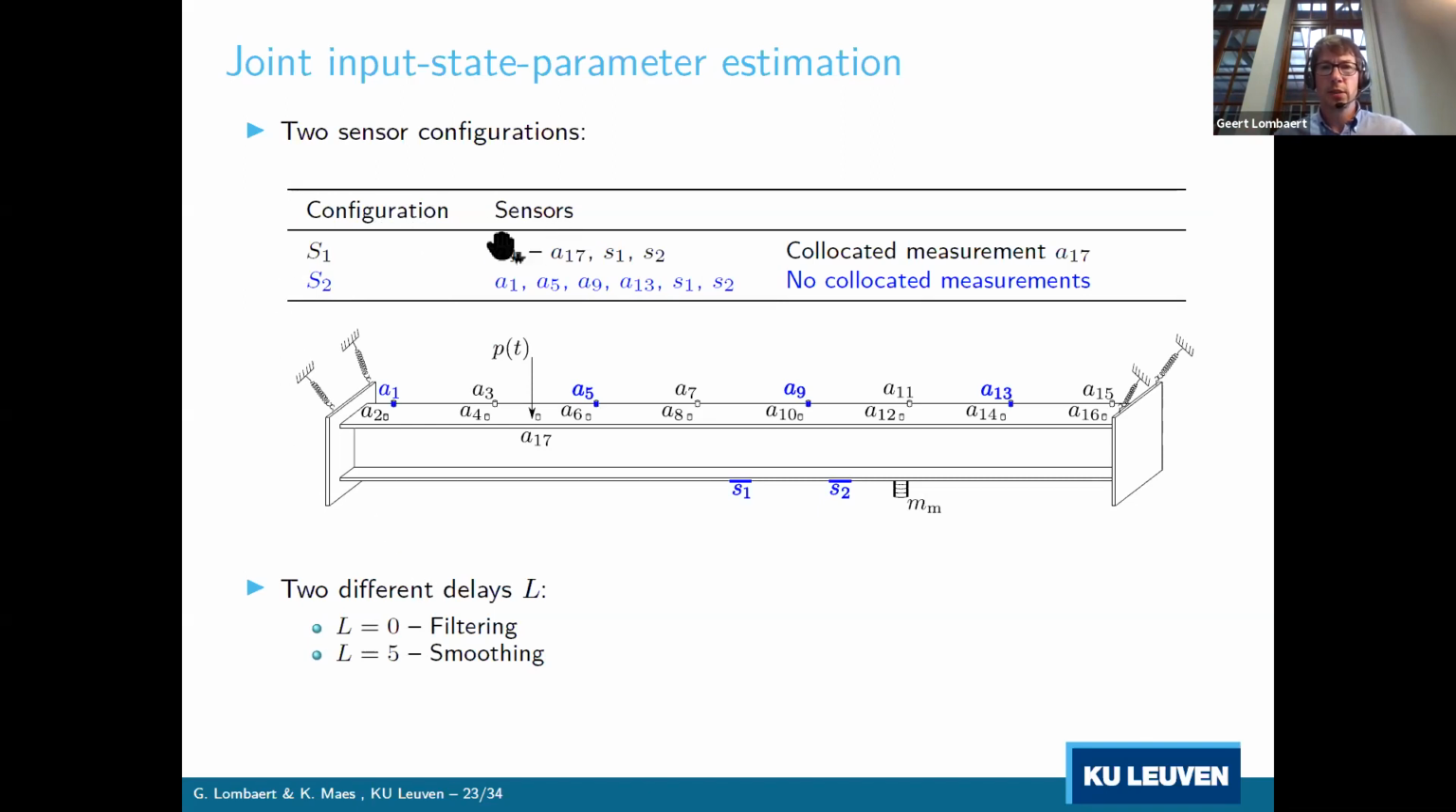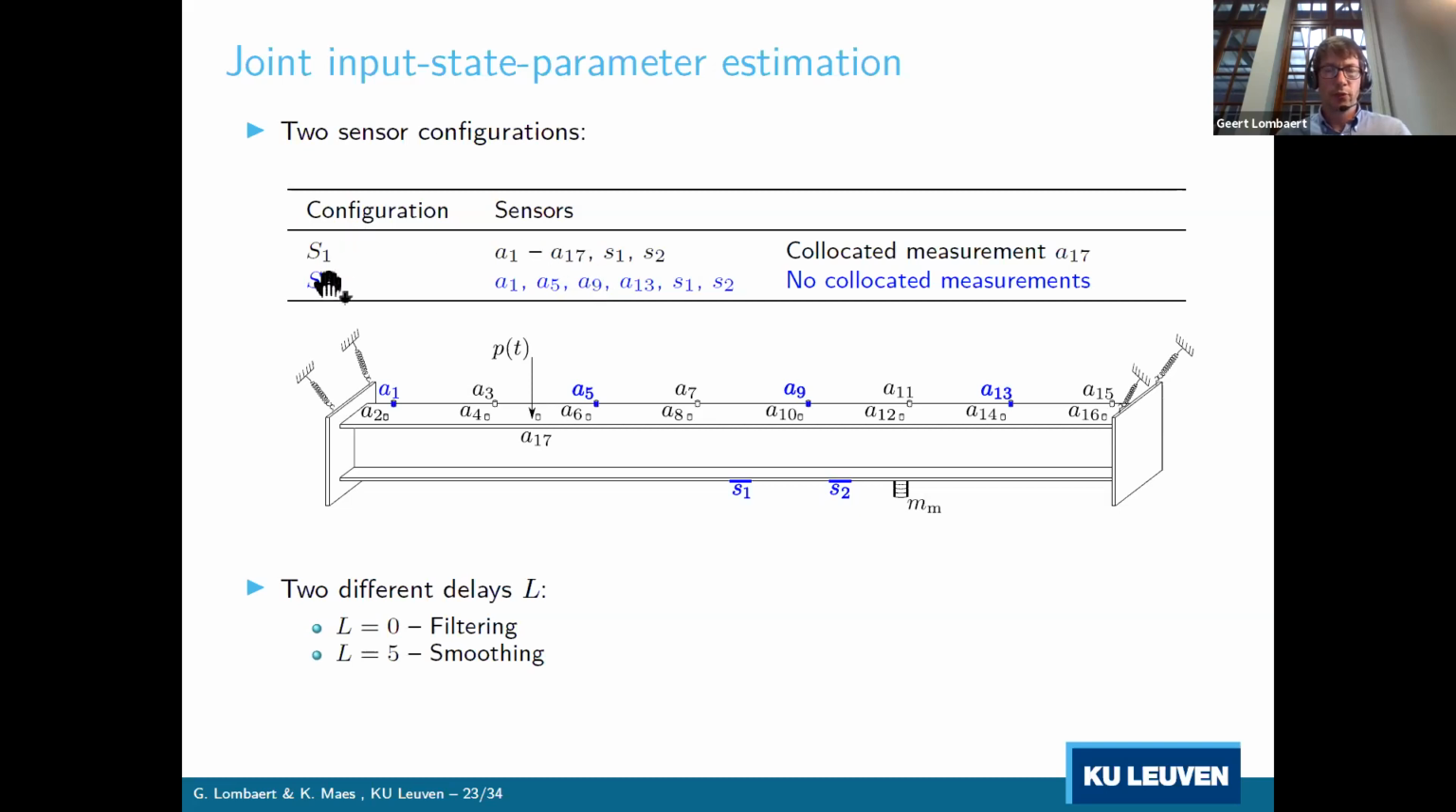The first set contains all accelerometers as well as two strain gauges, and very important is that this contains a collocated measurement. Collocated means that the acceleration is taken at the point where the input is also applied. This is extremely beneficial for the input estimation, as you'll see next. This is the main difference with the second set, which contains fewer accelerations, but most importantly, the collocated measurement is not included here.